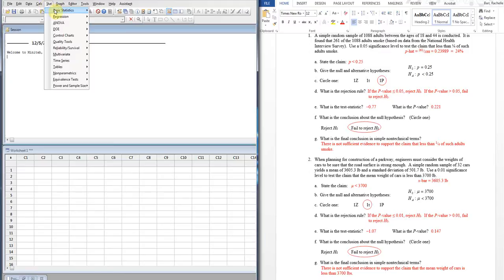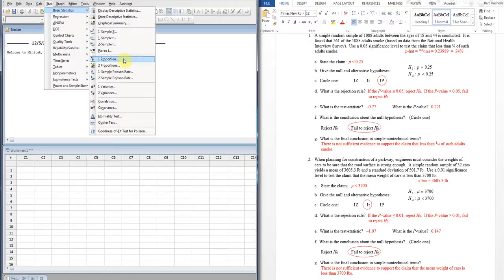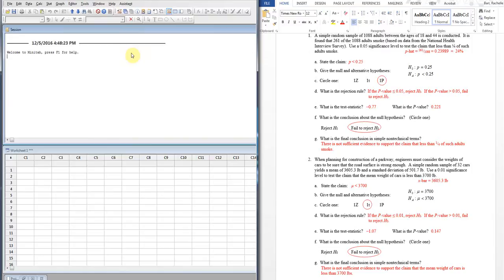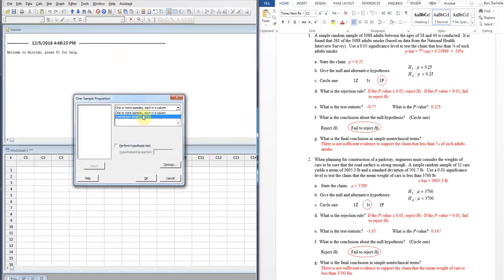So we're going to go to Stat, Basic Statistics, and down to the one proportion test. Click on that, and I'm going to change this to Summarized Data. The number of successful events I have is successfully viewing that you're a smoker, as successful as that might seem. And then my sample size is the 1,088 people. I'm performing this test against 25%, because this is my hypothesized proportion. This is coming from my null hypothesis.